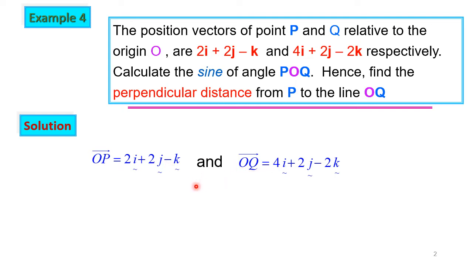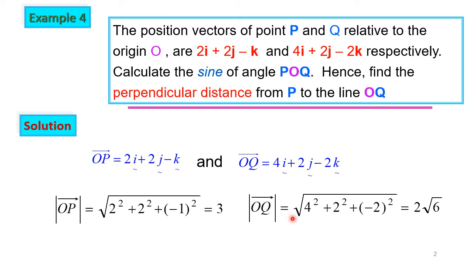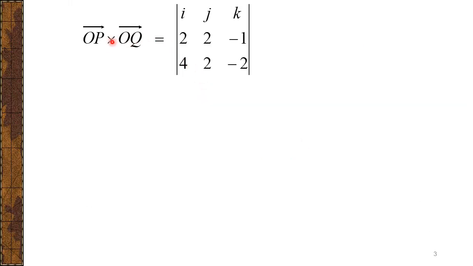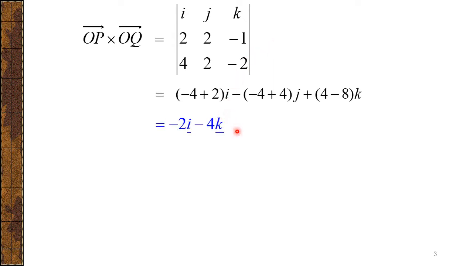Before we move to the cross product, we find out first the magnitude of OP, which is 3, and the magnitude of OQ, which is 2 times root 6. Then we go to the cross product. So the cross product of OP and OQ will be like this. No need to explain. From the previous video, I already explained in detail how to expand and calculate. So just straight away give the answer, that is negative 2i minus 4k.